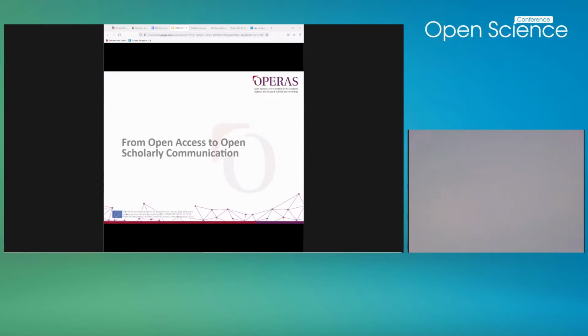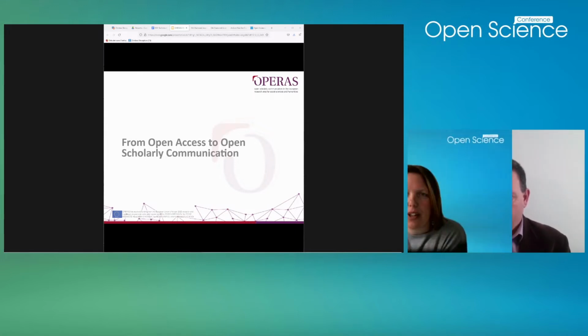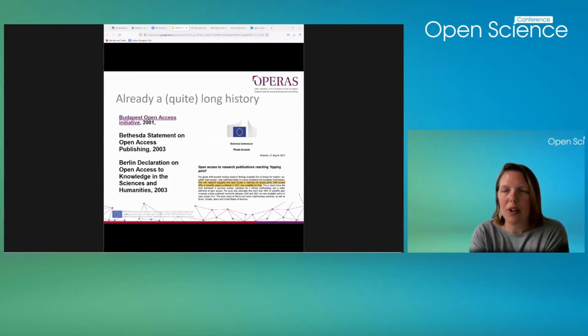So let's start with a very brief history, a state of the art, of how we moved from open access to open scholarly communication. It's already a quite long history, more than 20 years since the Budapest Open Access Initiative published in 2001. And then we had two other statements or declarations in 2003, the Bethesda Statement on Open Access Publishing and the Berlin Declaration on Open Access to Knowledge in the Sciences and Humanities.